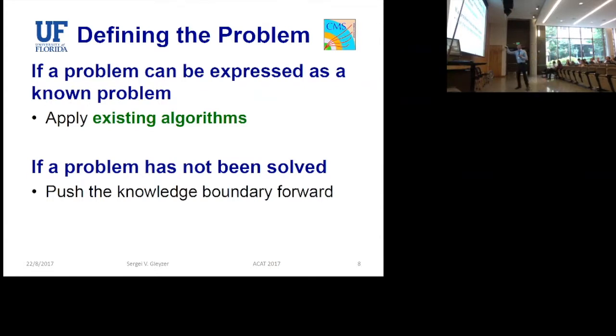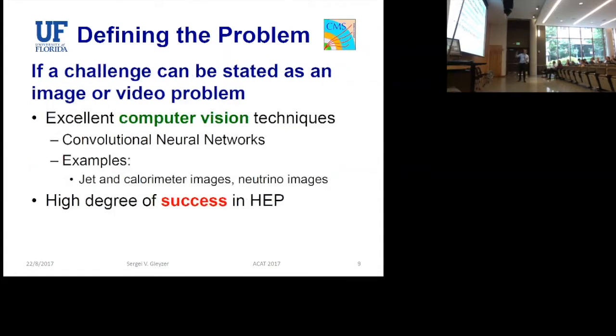So when we look at the first class of problems, where there are some already known solutions, if you can define your problem or a challenge as something like an image problem, right, or a video problem, if you want to think of it as 3 dimensions and some time evolution, there are already some really excellent techniques, like convolutional neural networks, in the field of computer vision. And what you can see, obviously, in this conference and maybe over the past year or two, is we've gotten pretty far, and there's a high degree of success when we apply this idea to a problem once you're able to state it in that way. Right, so we can treat our detectors as basically imaging calorimeters, or even sometimes multi-channel if you start adding other channels, other detector components.